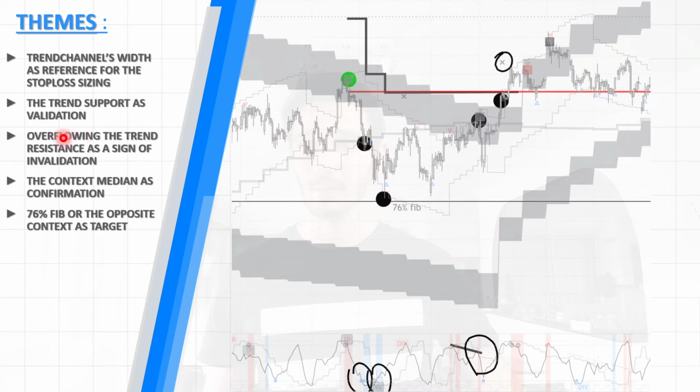The next step is going to be context as a median for a confirmation. If you close a candle below 50% context, it means you've confirmed the trade and you need to perform a second risk management. It's absolutely necessary that you do this.